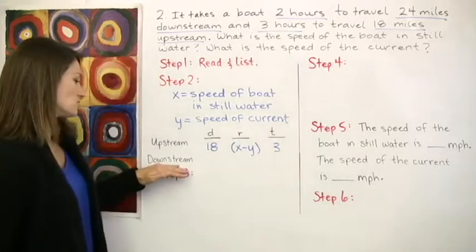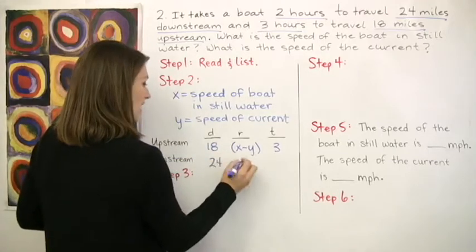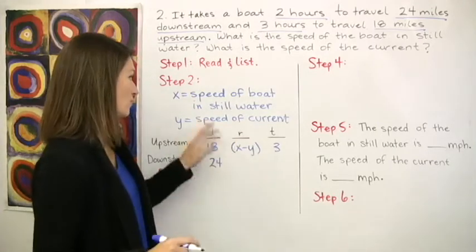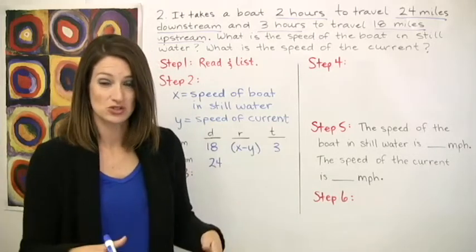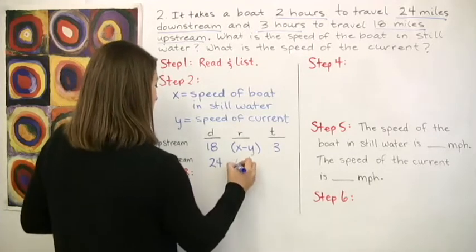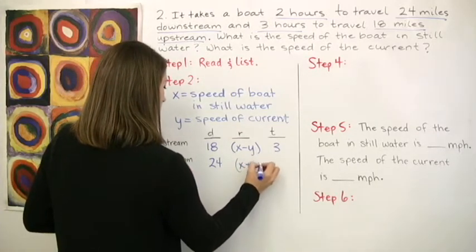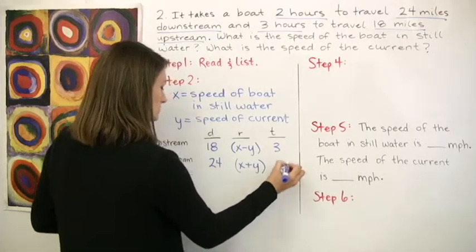Now for downstream, the boat went 24 miles, and then its rate is the speed of the boat, which is x. Since it's going downstream, the current helps it, so it goes faster, so we need to add the speed of the current. So we have x plus y here. And then the time it took to go downstream was 2 hours.